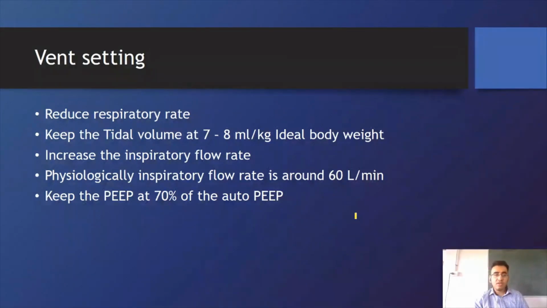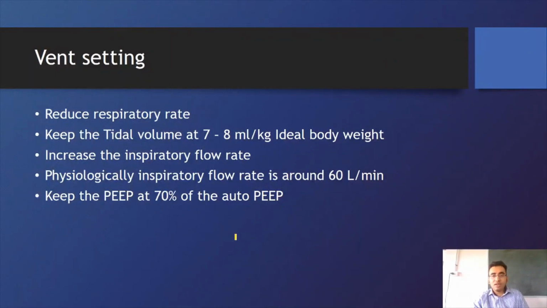So the last part, the vent settings in COPD: we of course reduce the respiratory rate. We keep the tidal volume at 7 to 8 ml per kg of ideal body weight, which is normal. We increase the inspiratory flow rate, or you can say we increase the exhalation phase. We have mentioned 60 liters per minute; we can go up to 150, 200. And we keep the PEEP at 70% of the auto PEEP, and I have mentioned that you can check auto PEEP on a ventilator.